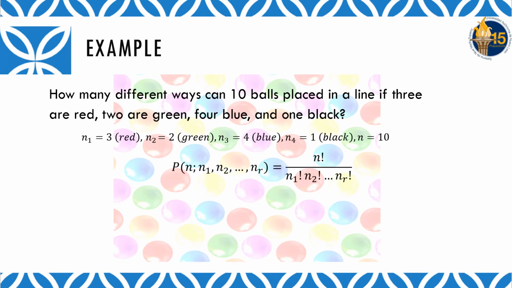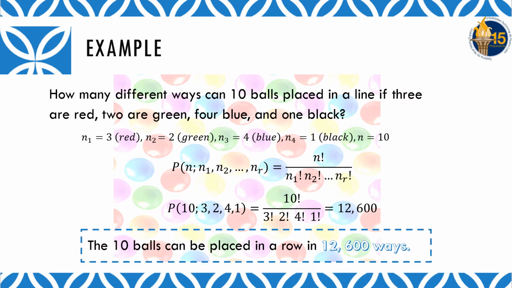So, the number of permutations is equal to 10 factorial over 3 factorial times 2 factorial times 4 factorial times 1 factorial, equals 12,600. Thus, the 10 balls can be placed in a row in 12,600 ways.